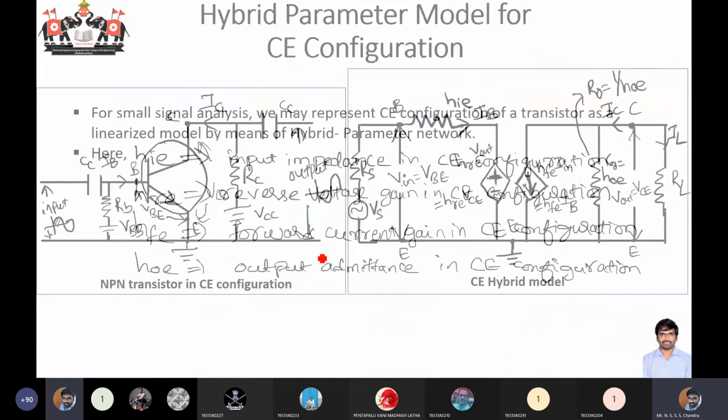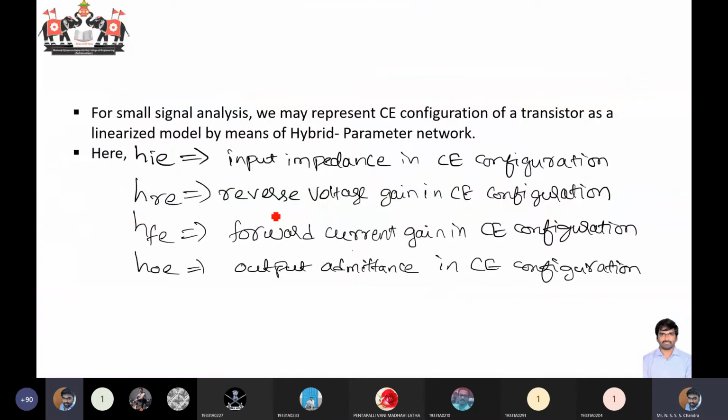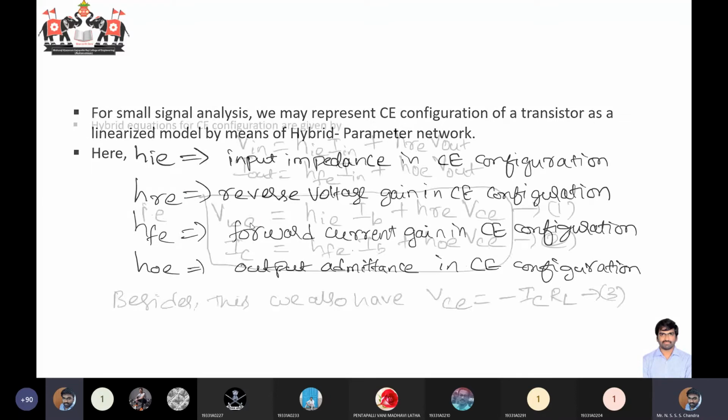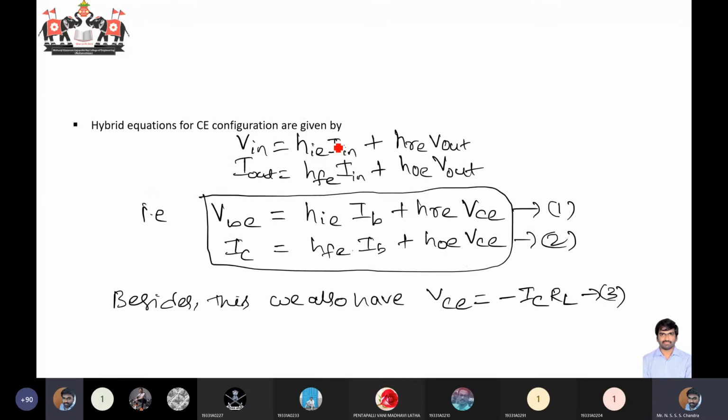So let us move to the next slide. Here I am representing HIE as your input impedance, HR as the reverse voltage gain, HFE as the forward current gain, HO as the output admittance. Okay, now I am rewriting the hybrid parameter equations in terms of these voltages. That is V1 or Vin equal to HIE into IIN plus HR into Vout. IOut or I2 is equal to HFE into IIN, that is I1, plus HOE into V2, that is Vout.